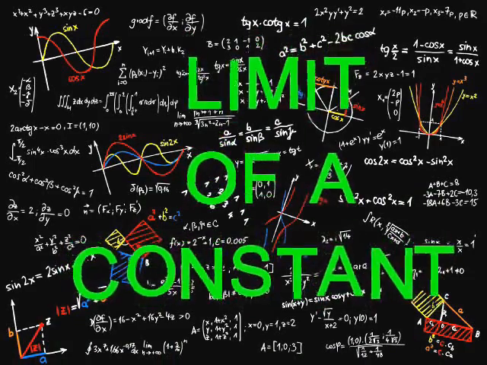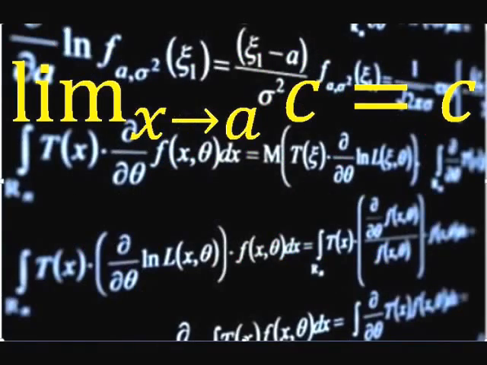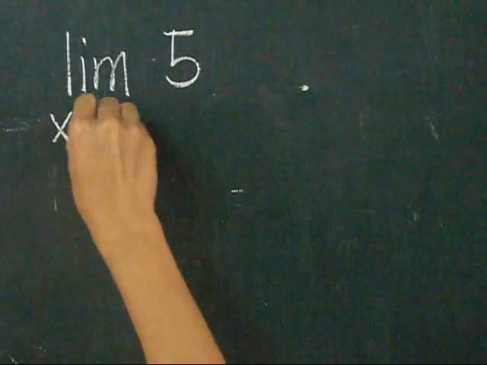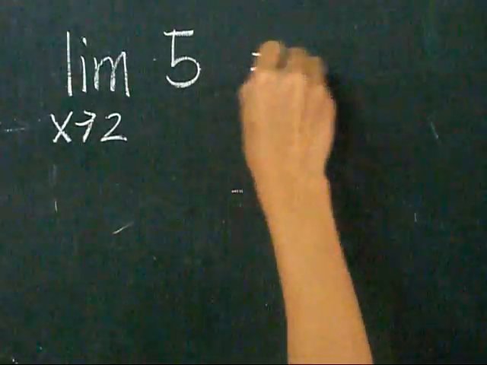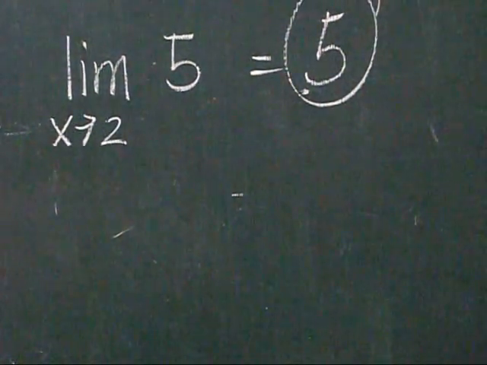Theorem 2. Limit of a constant. The limit of c as x approaches a is equal to c. The limit of 5 as x approaches 2 is equal to 5.